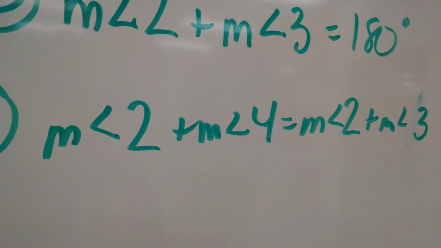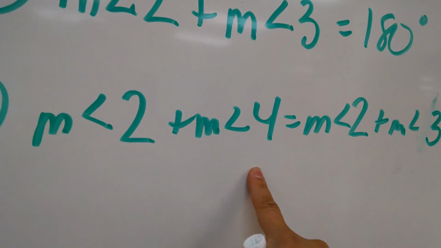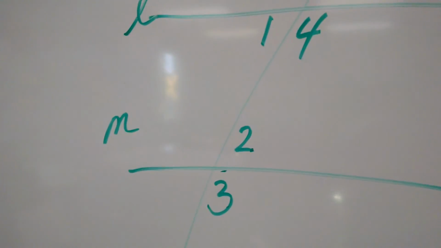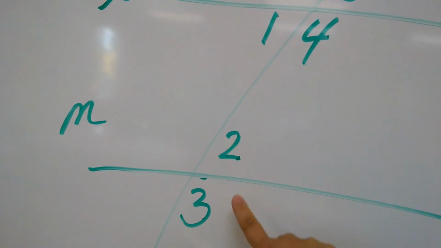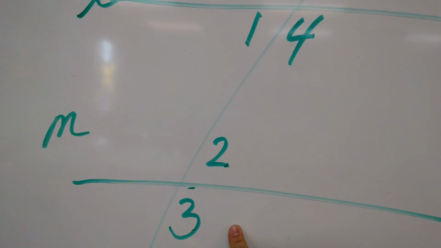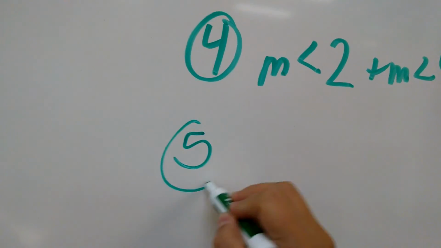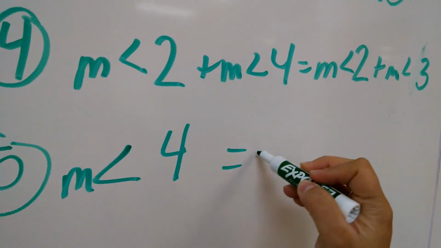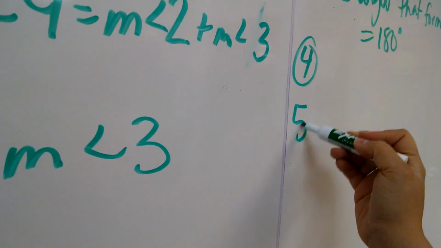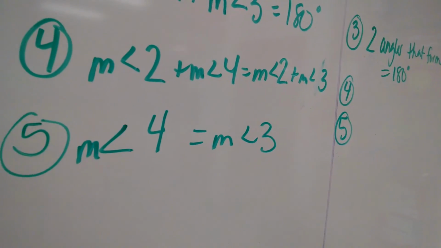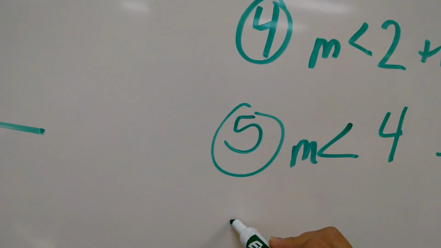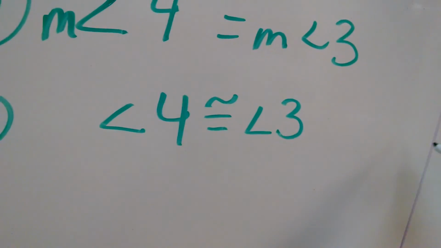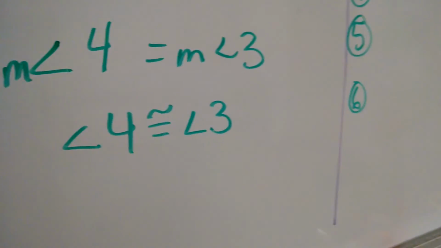From here, you notice that you have angle 2 plus 4 equals 2 plus 3. Because I have the same angle on both sides, I'm going to subtract them. And my ultimate goal, remember we stated, was that we're trying to get 4 and 3 to be congruent, because then I can use my corresponding angles postulate. So we have that the measure of angle 4 is equal to the measure of angle 3, and you should be able to fill in that reason for the proof as well. Now I want to say that angle 4 is congruent to angle 3, and you should be able to fill in that reason as well.